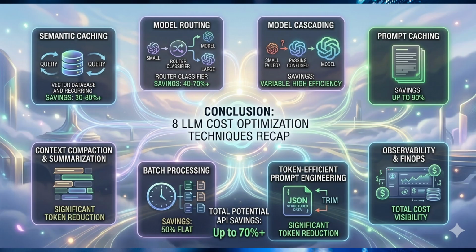So let's quickly recap the 8 LLM cost optimization techniques: semantic caching, model routing, model cascading, prompt caching, context compaction, batch processing, token efficient prompting, observability, and FinOps. The biggest takeaway is this: LLM optimization is not about using one perfect model, it's about building an intelligent system around your models. The companies that master AI infrastructure will build faster, cheaper, and more scalable products.